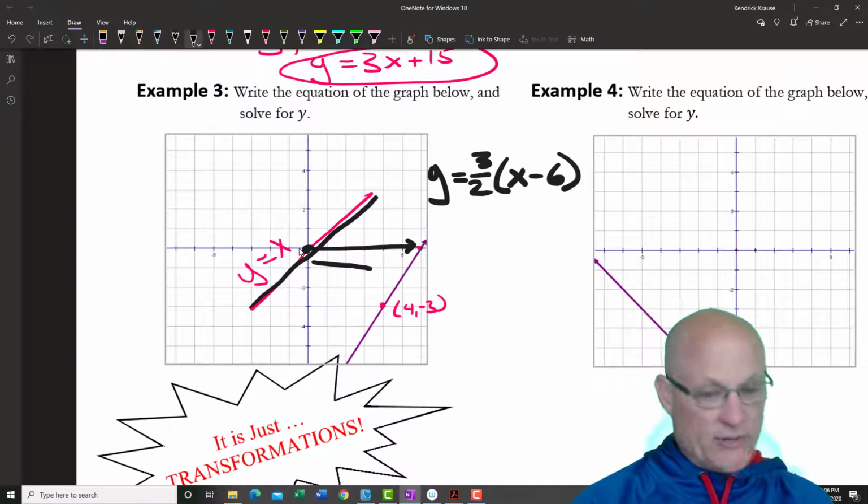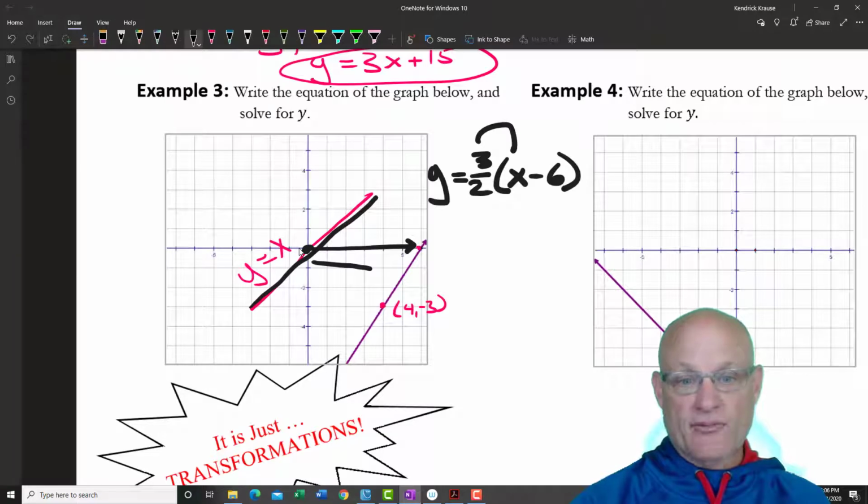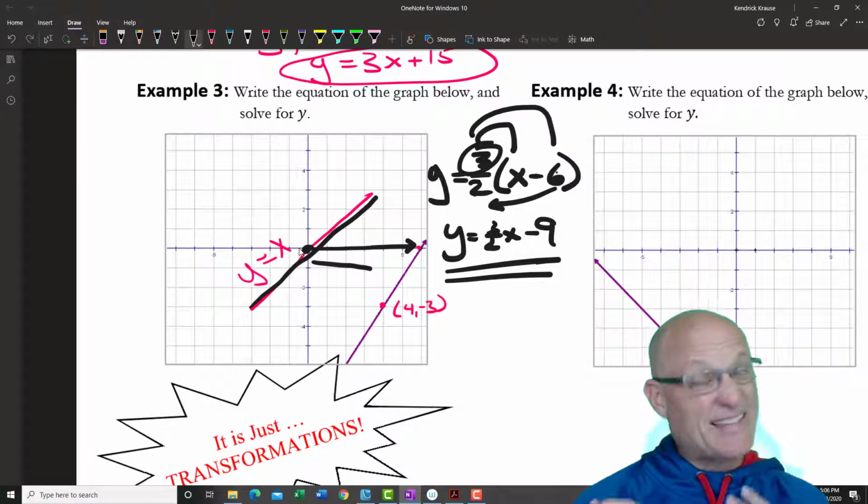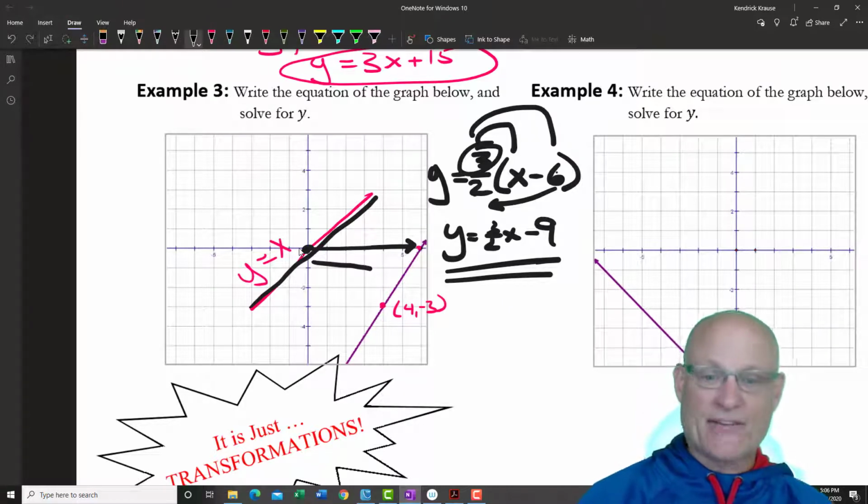Another way to do this is I can distribute. 3 halves times x is 3 halves x. And 3 halves times negative 6 is, remember we divide, so 6 divided by 2 is 3. 3 times 3 is 9. And if you remember correctly, that's the exact same equation I got on the last one.